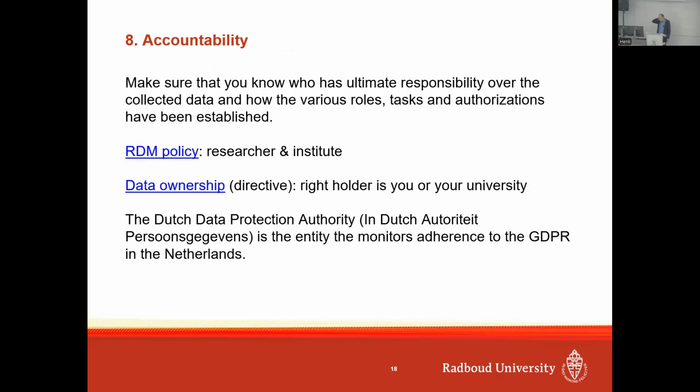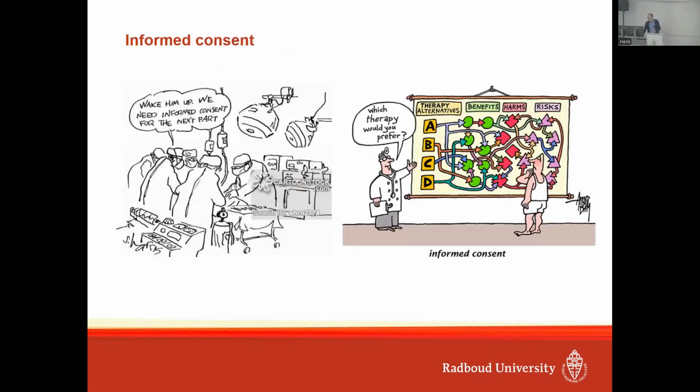Accountability. So make sure that you know who has ultimate responsibility of the collected data and the various roles. You can imagine that for the RDM policy, it's the researcher and the institute, and the data owner is the university. It depends on where you are and what kind of contract you have with your university. Then the basic principle of informed consent: that is the legal basis typically for experiments to collect and process data. And you have to be clear there.